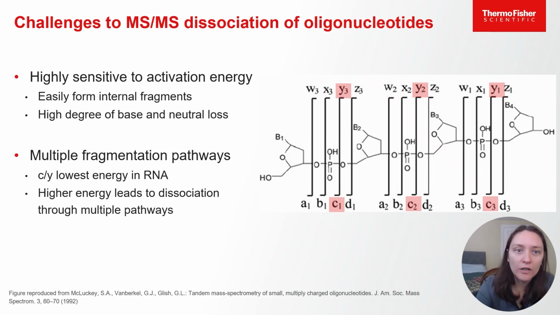I'm going to focus on RNA for this discussion. So the dominant dissociation pathway is the C and Y ion formation, so breaking this bond, highlighted in the image, specifically. But if ions get activated with too much energy, you can easily start seeing most of the other pathways to varying degrees, which leads to very complex spectra, which is difficult to interpret.